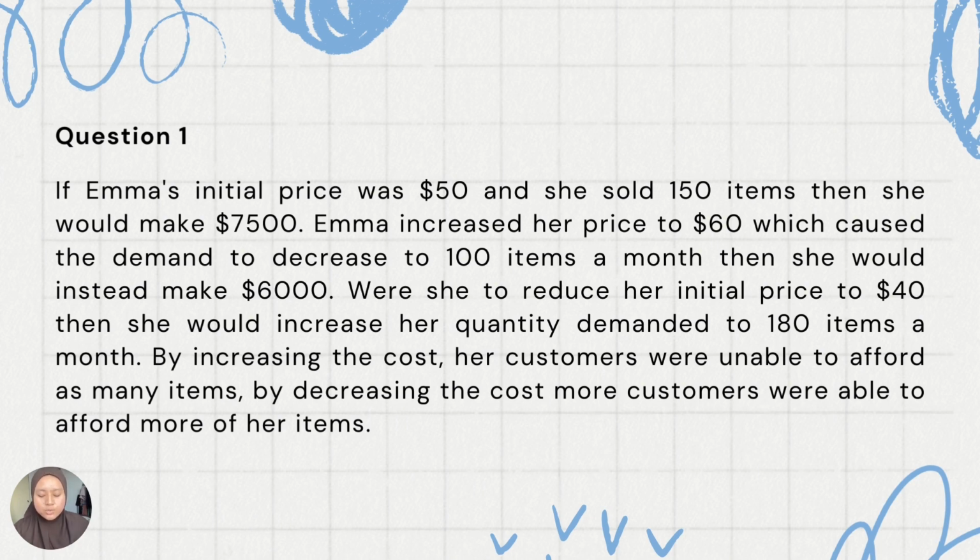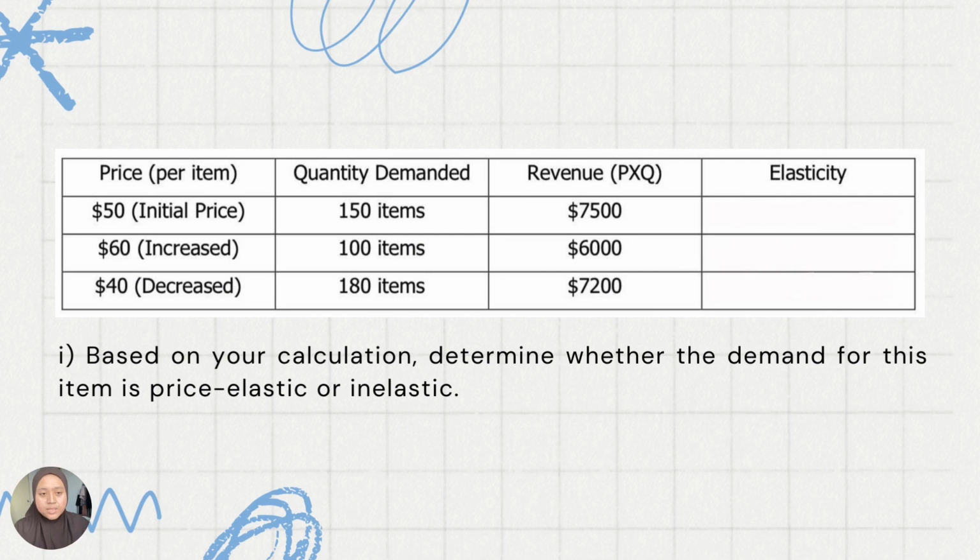Were she to reduce her initial price to $40, then she would increase her quantity demanded to 180 items a month. By increasing the cost, her customers were unable to afford as many items. By decreasing the cost, more customers were able to afford more of her items. So, for question 1, based on your calculation, determine whether the demand for this item is price elastic or inelastic.